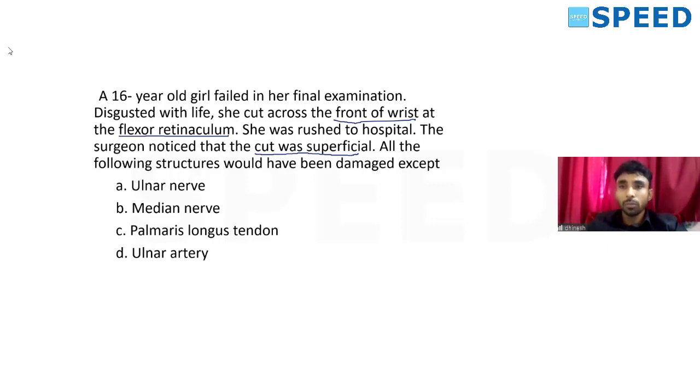So the clue given here: it was a superficial cut in front of flexor retinaculum of wrist, isn't it? So whatever structures are passing superficial to the flexor retinaculum can easily get injured. The structures passing deep to the flexor retinaculum will escape the injury since the cut was superficial. So we have to have the idea what are the structures passing superficial to the flexor retinaculum and the structures passing deep to the flexor retinaculum.